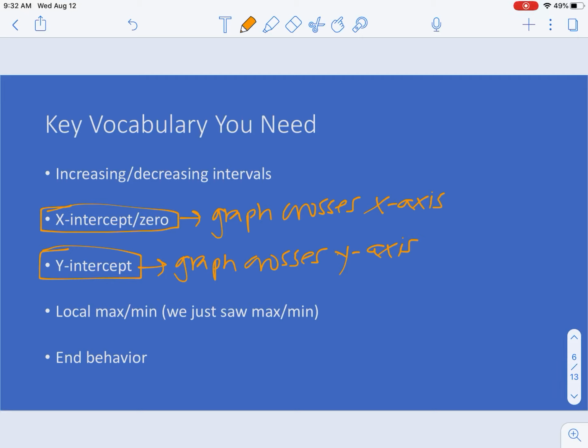Then we get to some that are maybe slightly more difficult. Local max and local min. Local max, and this is what you just saw. We just say max and min most of the time. When I ask you to find a max, I'm talking about the local max. When I ask you to find a min, I'm talking about the local minimum. And so these are really your hilltops and valleys.